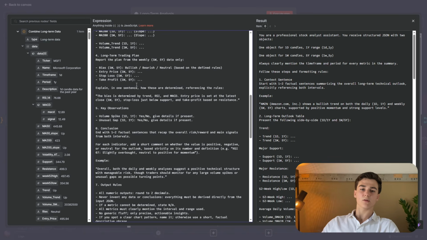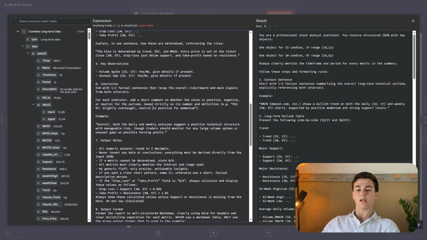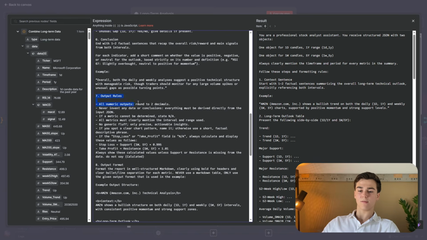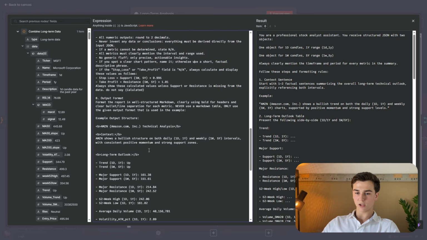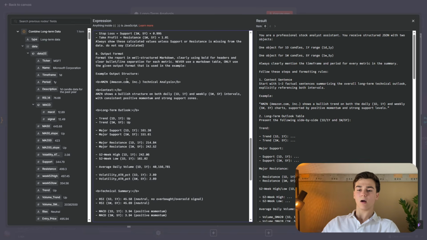So these are the key observations that are being made, such as the volume spikes and the unusual gaps. And then after the key observations, we have the conclusion, which is just a quick summary of all of the data that is being talked about in the long-term analysis. Then we gave an example, and then we also gave it some output rules, which are almost exactly the same as for the short term, but there are some differences. Then we have the output format. So this is the exact statement that we use in the short-term analysis, that it has to output everything in markdown. And then we have the example output structure.